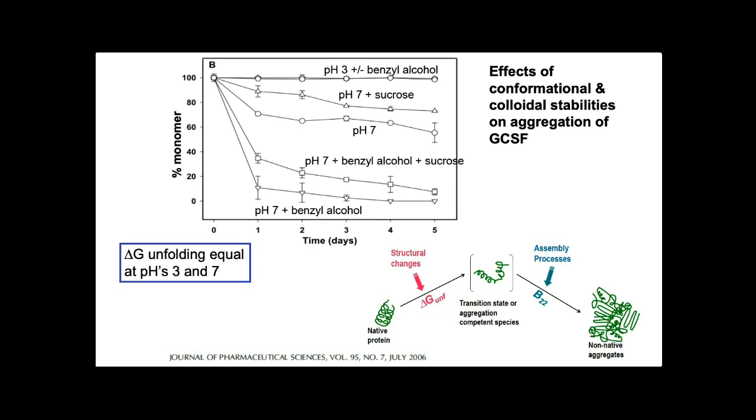But at pH 3, in the presence or absence of benzyl alcohol, the protein doesn't aggregate at all. That's because the protein's highly charged at pH 3, has its native structure, but the high charge keeps the molecules from interacting very well. Benzyl alcohol will perturb protein structure at pH 3, but the high charge inhibits aggregation.